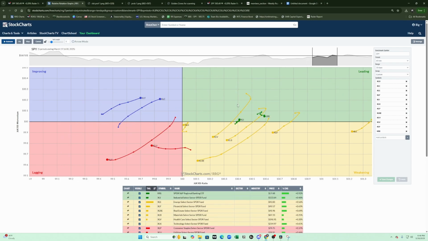Now, how do we actually read this tool? What are the different components of it? From a structural standpoint, this tool is made up of a few different components. First of all, you'll notice the obvious, the different quadrants. There's improving, there's leading, there's weakening, and there's lagging. The improving and leading is relative to SPY.